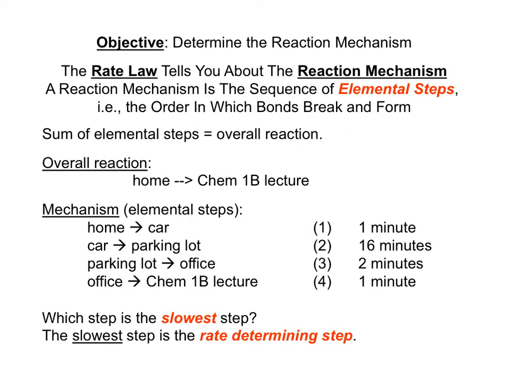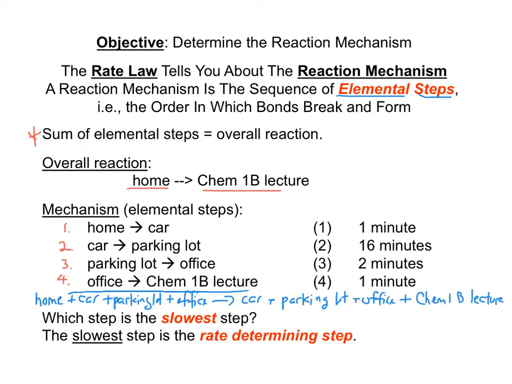A reaction mechanism is the sequence of steps by which bonds break and form going from reactants to products. Each step is called an elementary step. Adding all the elementary steps together gives the overall reaction. Here's an example. I can describe how I get from home to Chem 1B lecture by this overall reaction. The mechanism consists of 4 elementary steps. Adding the 4 elementary steps gives the overall reaction.